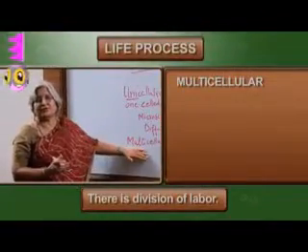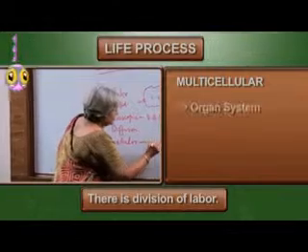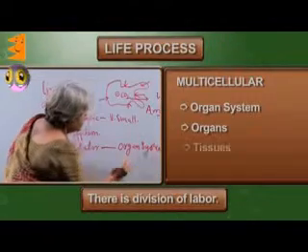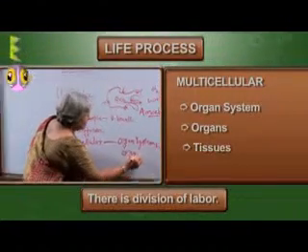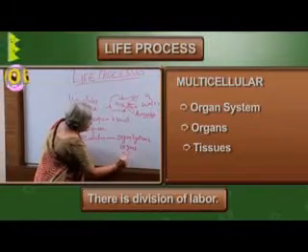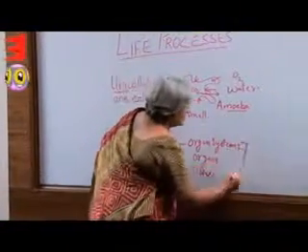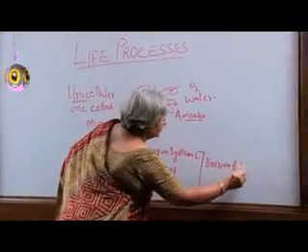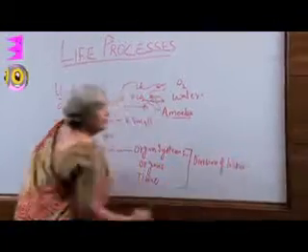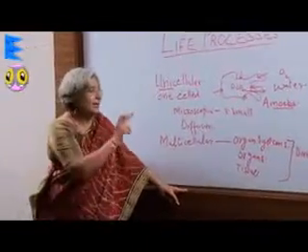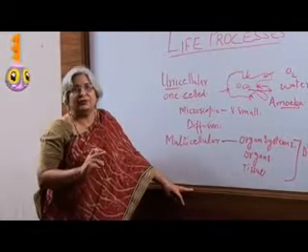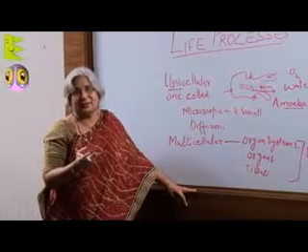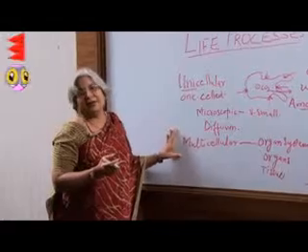In multicellular organisms, there are organ systems, organs, tissues, and the work is divided. That is, there is division of labor. For maximum efficiency, there has to be division of labor. So, the more complex the system, the more complex the processes, and there then comes the need for life processes.